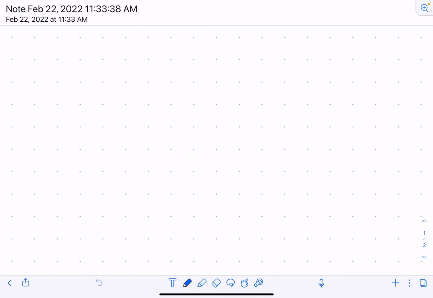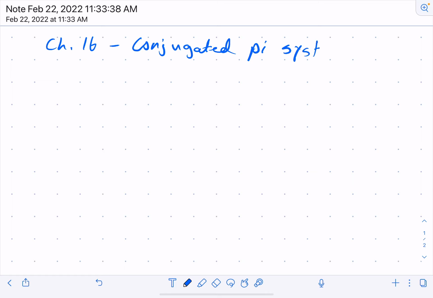All right, so we're going to start with chapter 16, which deals with conjugated systems. Conjugated pi systems, I should say. And so this really just deals with compounds that have multiple pi bonds oriented in a way in which they alternate double bond, single bond, double bond. And so we'll go through that in just a second, but let's look at this just from the context of looking at the types of dienes that we can imagine.